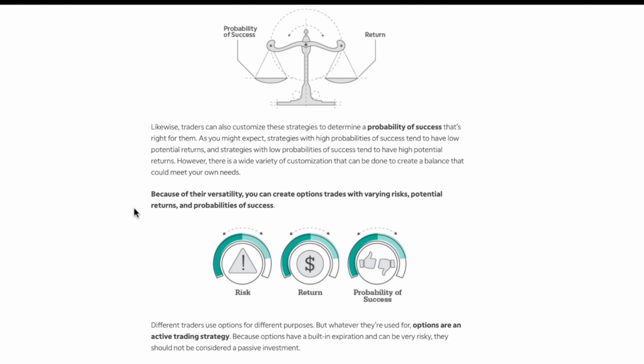As you might expect, strategies with high probabilities of success tend to have low potential returns, and strategies with low probabilities of success tend to have high potential returns. However, there is a wide variety of customization that can be done to create a balance that can meet your own needs. This is absolutely true. I'm still figuring that balance out myself. Because of their versatility, you can create option trades with varying risks, potential returns, and probabilities of success.